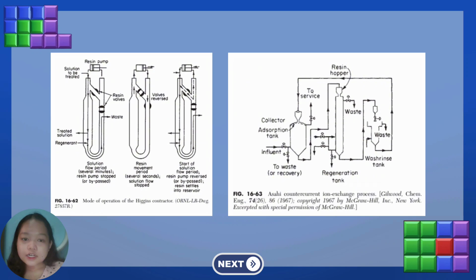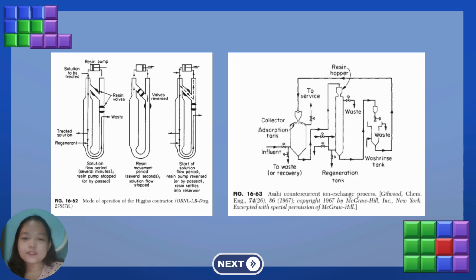Step 3 is the start of new cycle. Resin settles at the top ulit. And then, resin pump is reversed. And then, panibagong solution flow starts. So basically, parang recycling motion ng resin habang continuous ang treatment.